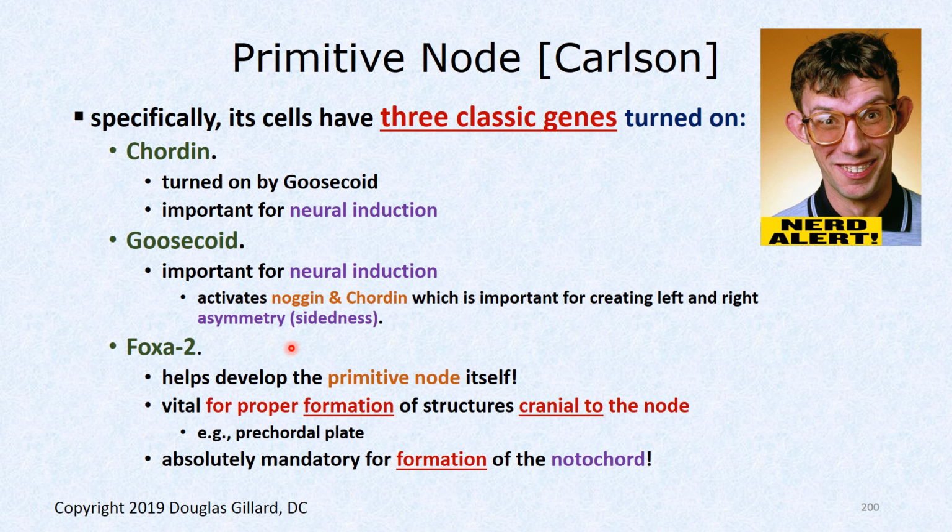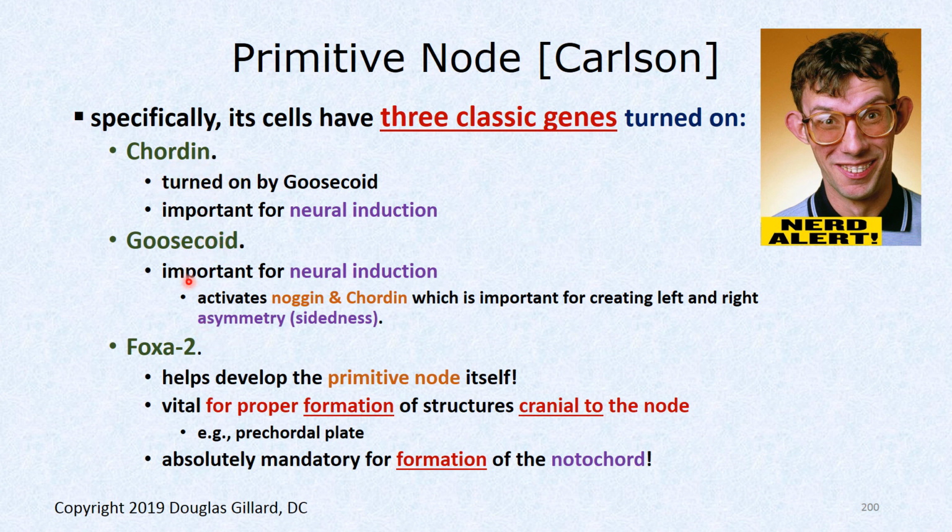Then we have FOXA2. This helps mature the primitive node itself. So when cells get up into the primitive node, FOXA2 gets turned on. And it is really important for programming cells that are heading anterior or cranial to the node, like the prechordal plate, even the forebrain and things like that. This is also mandatory for formation of the notochordal process, another structure that develops cranially, which we'll look at in the next video. So there they are: chordin, goosecoid, and FOXA2.